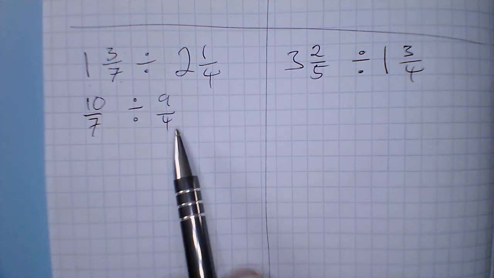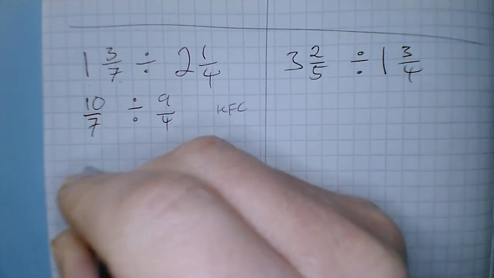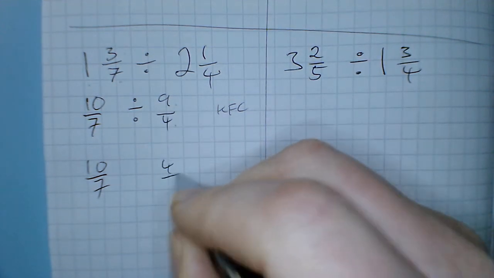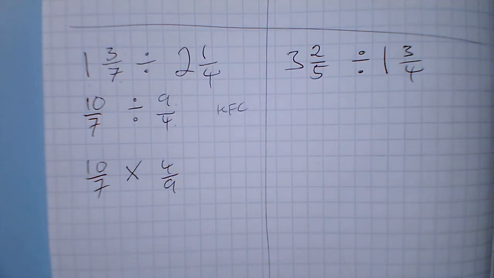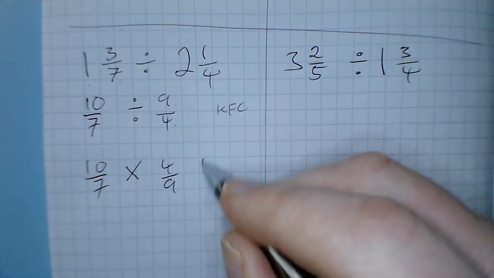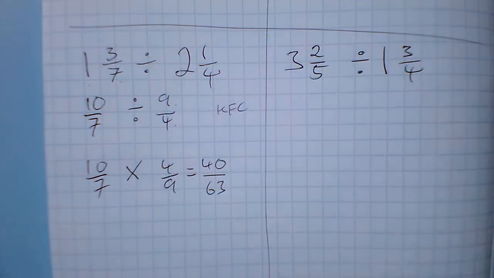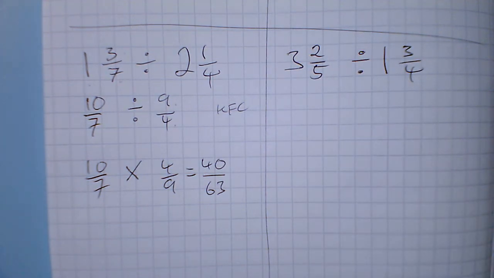10 over 7 divided by 9 over 4, and we'll follow KFC again. I will keep the 10 over 7. I will flip the 9 over 4 to be 4 over 9. And I will change the divide to become a times. And then I'll do the sum. 10 times 4 is 40. And 7 times 9 is 63. I forgot my equal sign there, apologies. 40 over 63, and that's your answer. So pause the video and have a go at this example here. 3 2/5 divided by 1 3/4. And when you press play again, I'll be here to go through the answer.